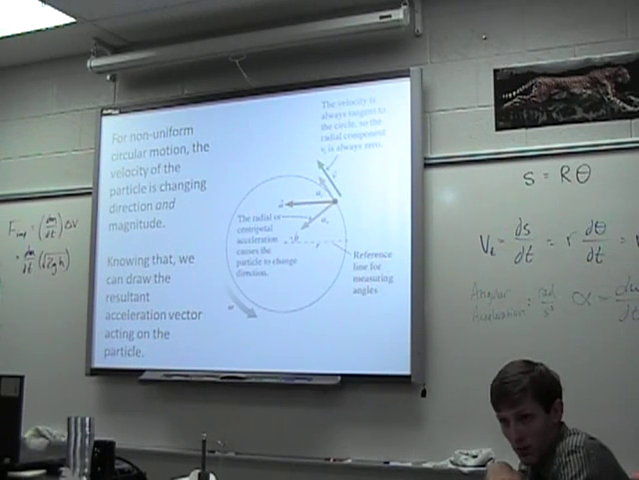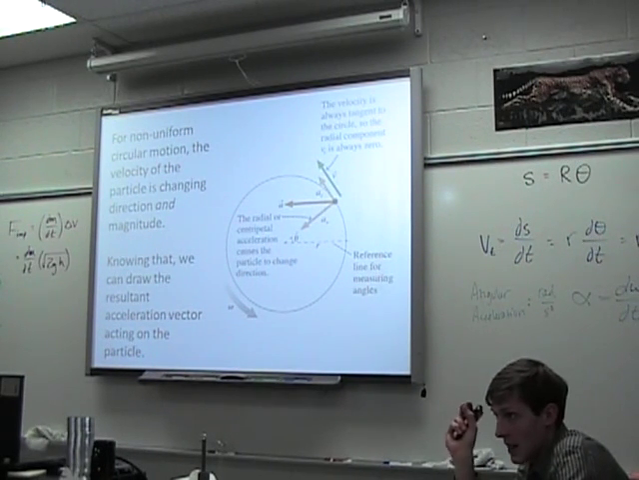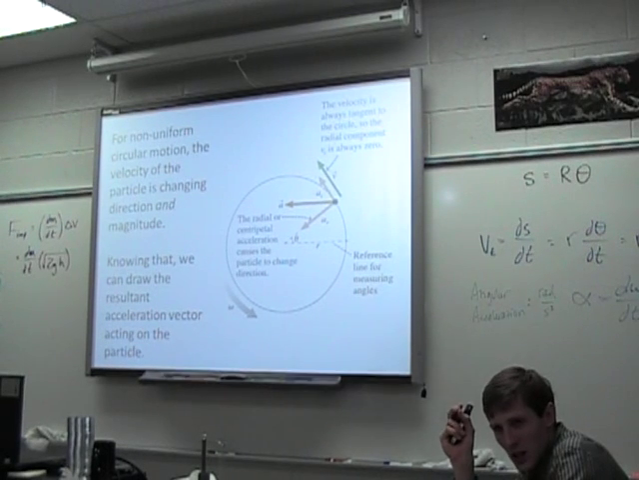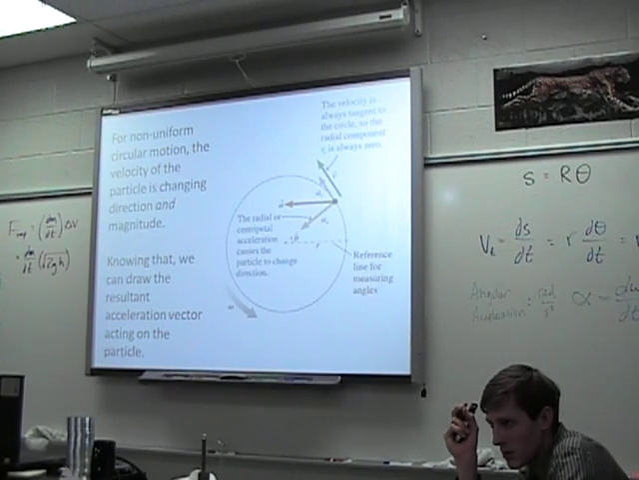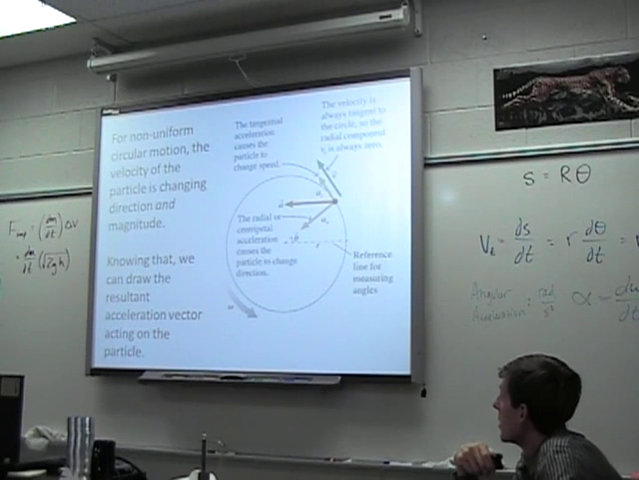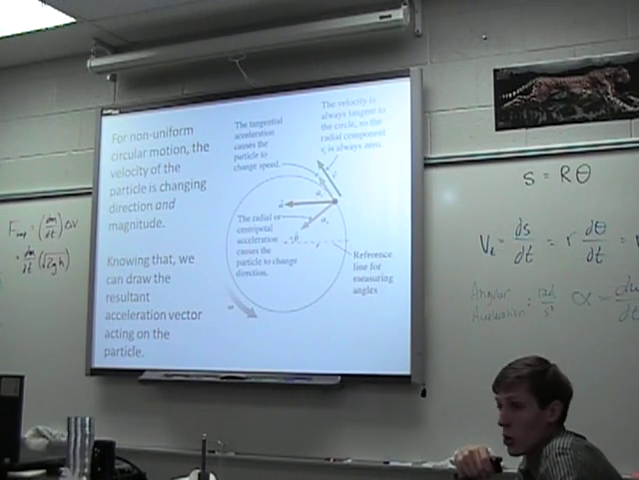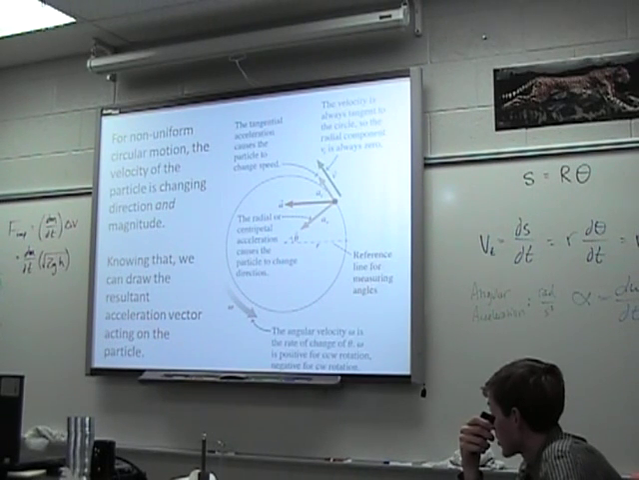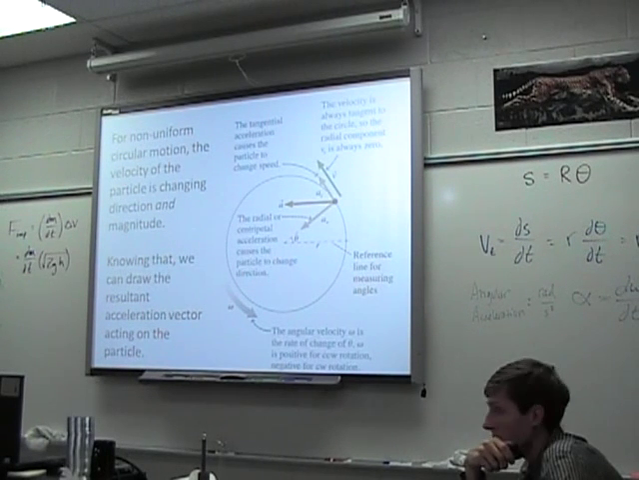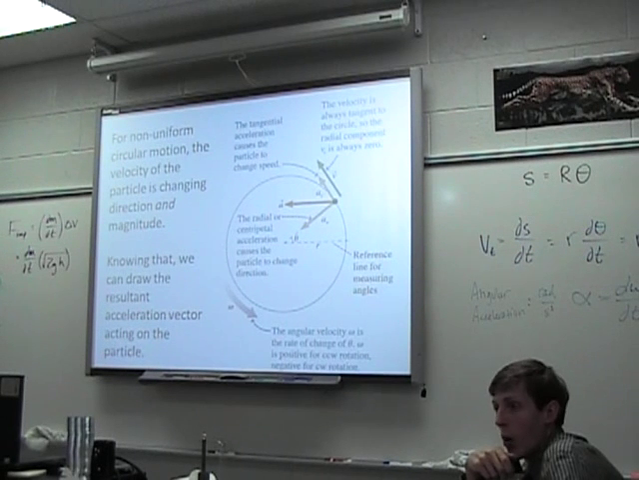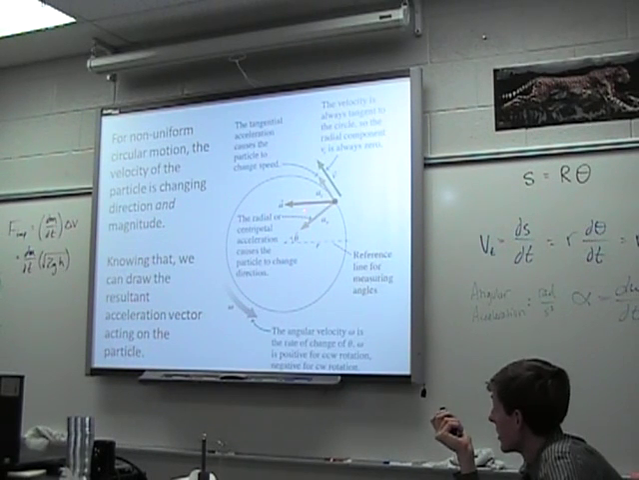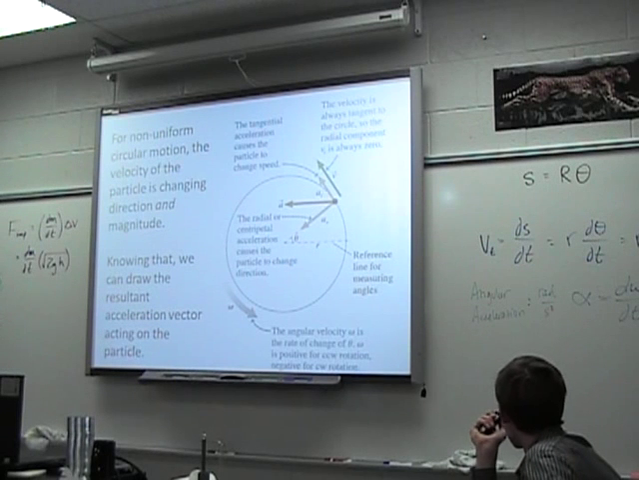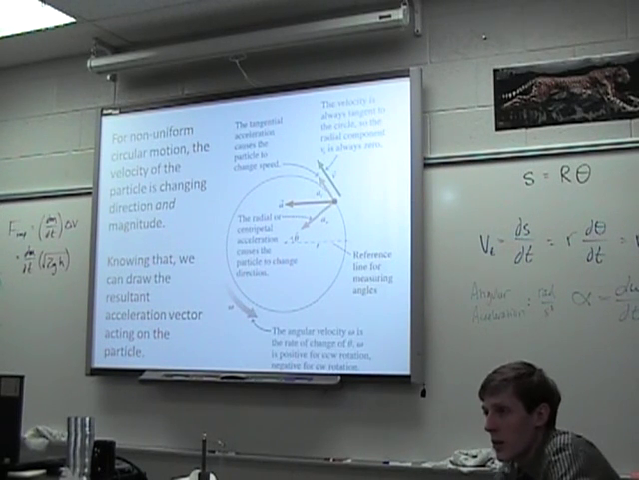This is kinematics stuff, right? Where we talked about how acceleration has to point the same direction as velocity to make it speed up or slow down. The tangential acceleration causes the particle to change speed. And the angular velocity is the rate of change of theta. Now, which of these, the tangential acceleration or the radial acceleration, do you think ties in with angular acceleration?